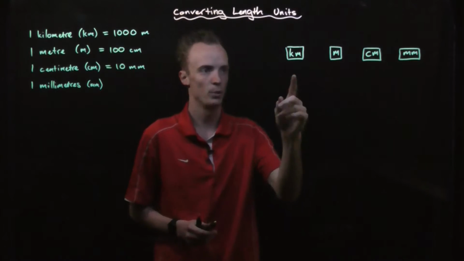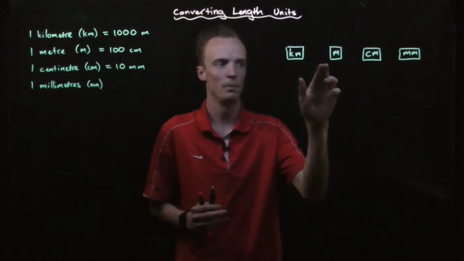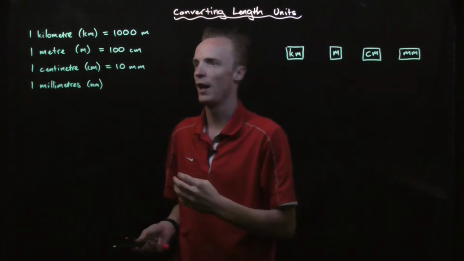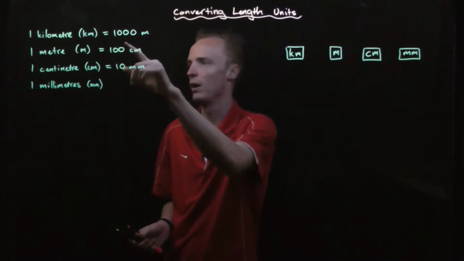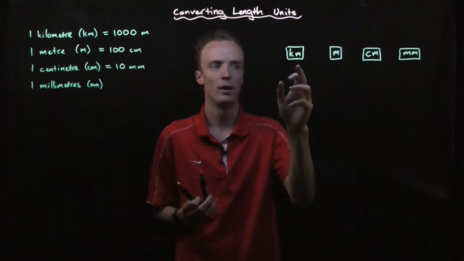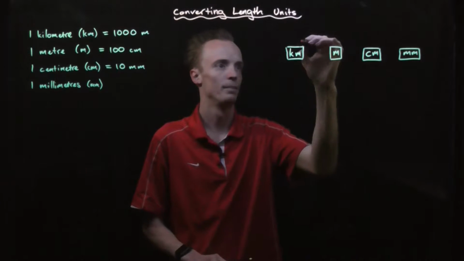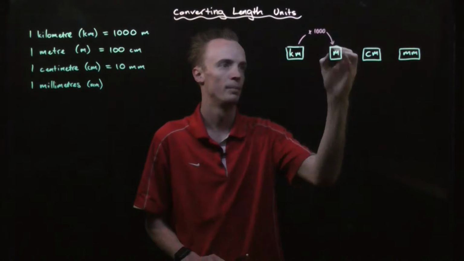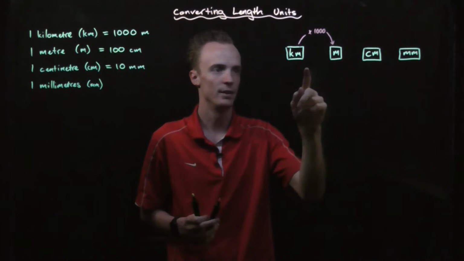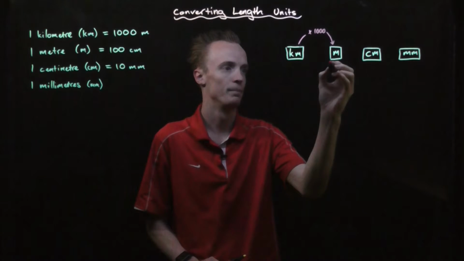So let's start between kilometres and metres. If I want to convert a unit from kilometres to metres, I've got to first look at how many metres there are in 1 kilometre. In this case, there's 1,000. So if I have 1 kilometre, I've got to multiply by 1,000 to get to metres. Now, to get back from metres to kilometres, I've got to do the opposite. So that's going to be dividing by 1,000.